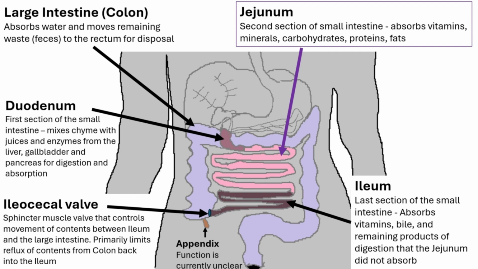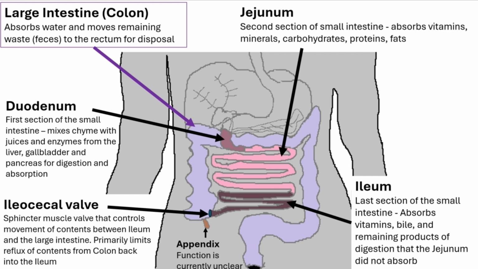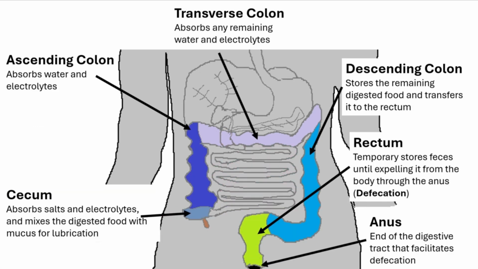The second section of the small intestine is the jejunum. In this section, most of the nutrients are absorbed. And the last section of the small intestine is the ileum. It continues to absorb nutrients but mainly reabsorbs bile and enzymes. The large intestine primarily absorbs water and moves the remaining waste through the rest of the GI tract for disposal. The movement of contents between the small and large intestine is controlled by the ileocecal valve. It prevents contents from refluxing back into the small intestine.